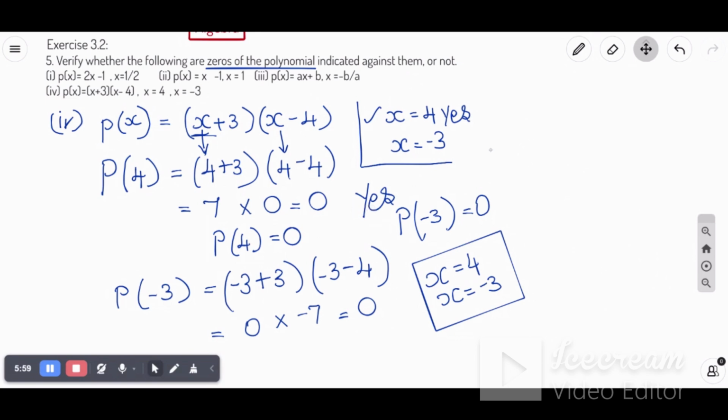So hope you understood this. Whenever you are asked to verify, just substitute in the value of x and check it carefully. Okay. Hope you understood this question. I will give a clear note of this in the next slide.